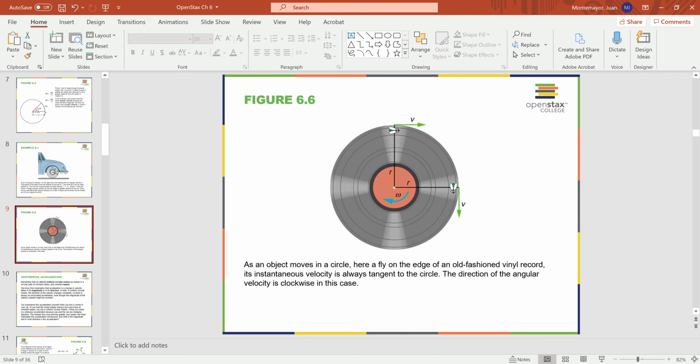Right, so for this figure, as an object moves in a circle, here a fly on the edge of an old-fashioned vinyl record, its instantaneous velocity is always tangent to the circle. The direction of the angular velocity is clockwise in this case. So all this is saying is that even though the fly is going on a circular path, the linear velocity is always tangent to this surface. So here it's going to go straight to the right. Here it's moving downward because our velocity is tangent to the surface. If it was down here, it would be going to the left. Even if it was in the middle here, it'd be going tangent at a 90-degree angle versus the surface here.